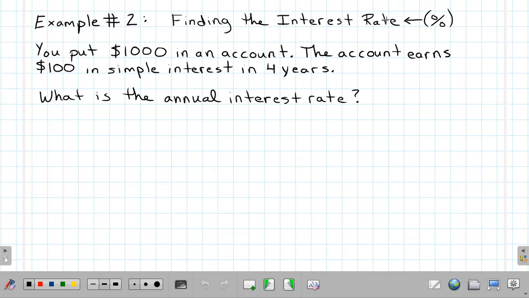So let's read the question. You put $1,000 in an account. In this case, they're assuming it's a savings account, okay? The account earns $100 in simple interest in 4 years. So the question is, what is the annual interest rate, or what is the interest rate for this savings account? Okay. So once again, first things first, let's write down our formula. I equals PRT.